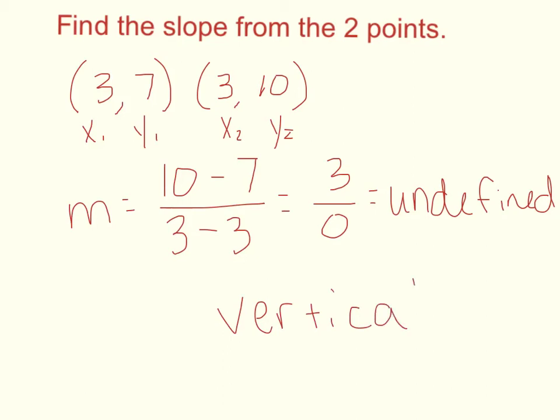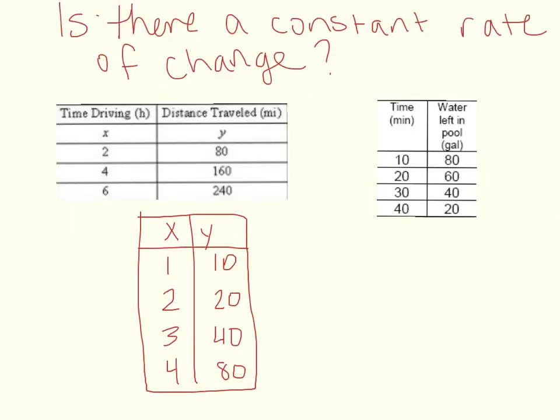Straight up and down. Alright, last but not least, they want to know if these tables have a constant rate of change, meaning are they going up at the same rate each time. So we look at the left side. From 2 to 4, how do you get there? Well, you add 2. And from 4 to 6, you add 2. So those ones are going up at the same pace each time. On the right side, 80 to 160, you add 80. 160 to 240, you add 80. Okay, so it is going up at the same speed each time.